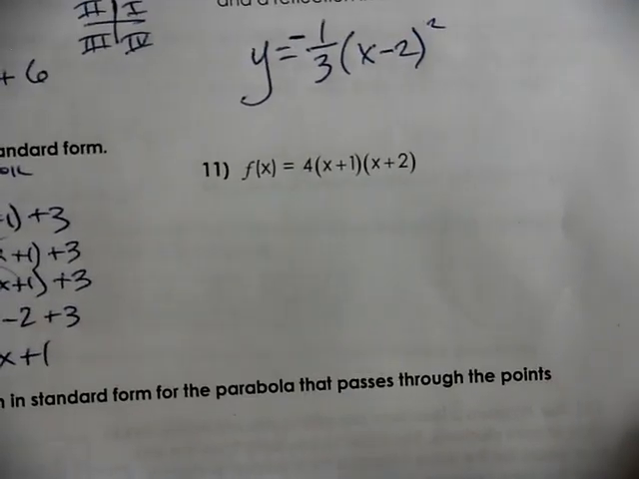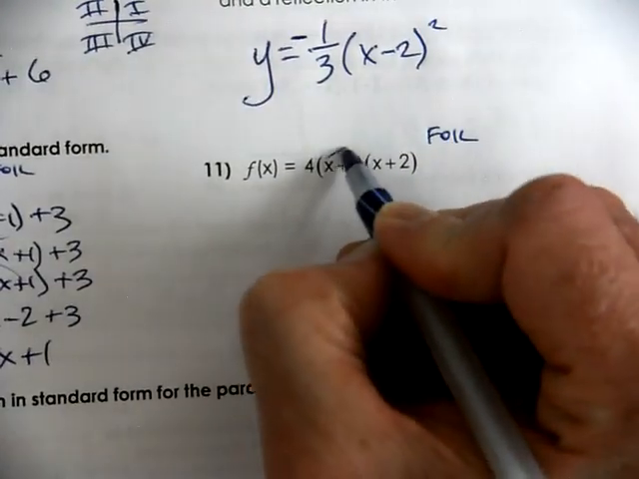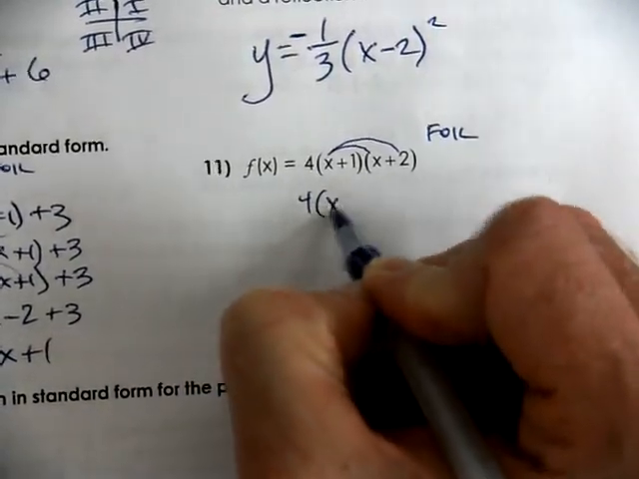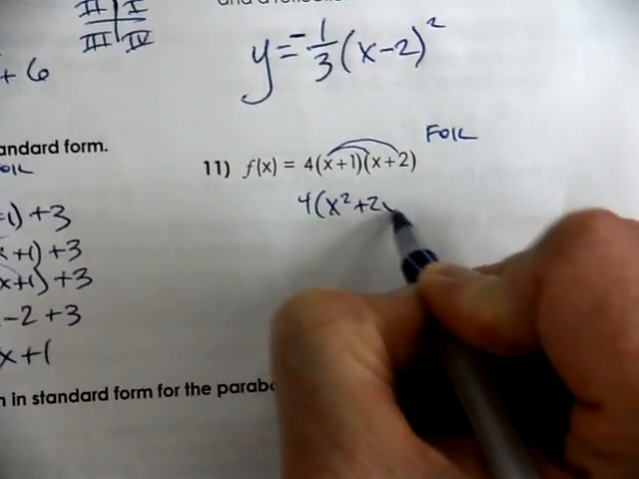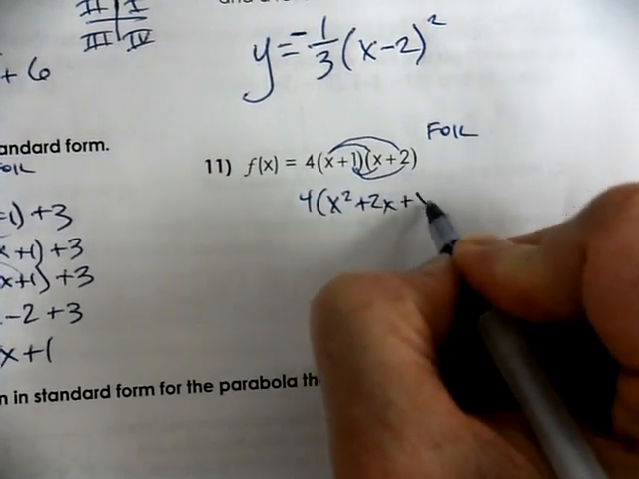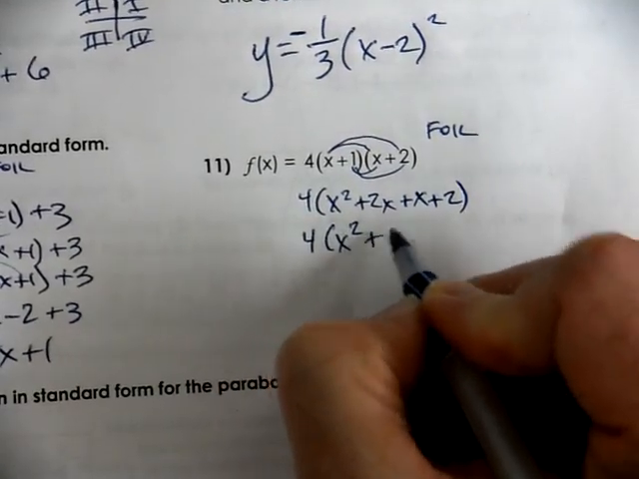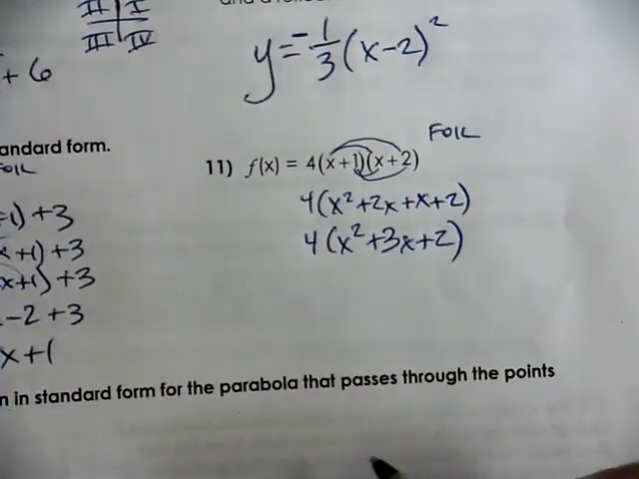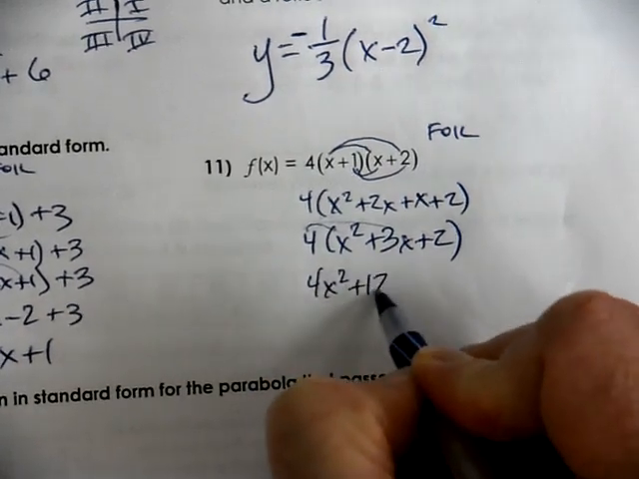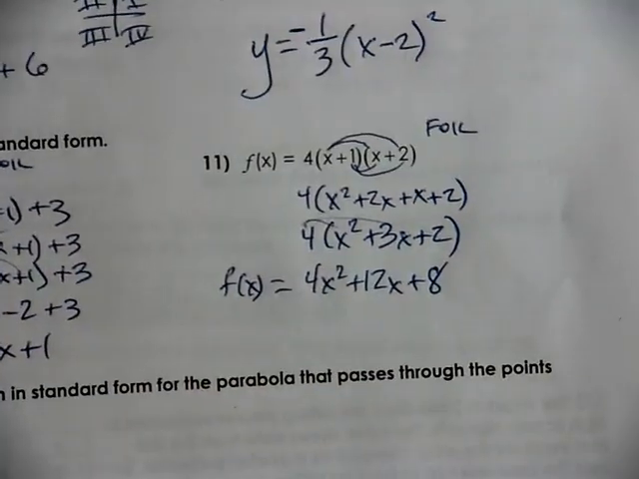Now we're in intercept form. Well, essentially we're doing the same thing. We're going to use FOIL. So we're going to multiply the x times the x and the x times the 2. X times x is x squared. X times 2 is 2x. Then 1 times the x and 1 times the 2. Collect our like terms. And then we distribute. And that is our new f of x for this equation.